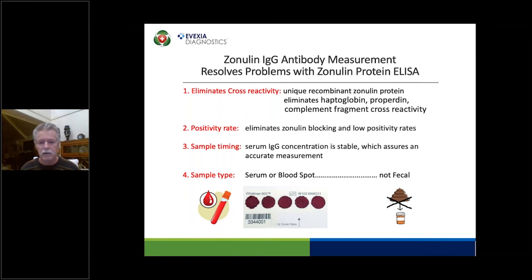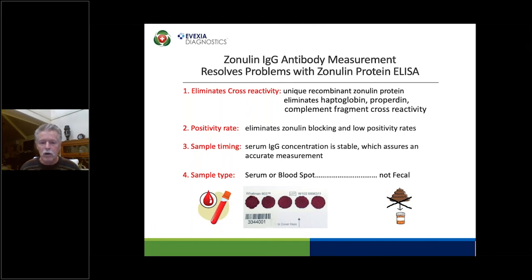That was very good. So what happened was the positivity rate went up because it eliminates Zonulin blocking. When you look at papers that are published out there, depending on the disease, depending on the patient population, you're probably in the 15, 20, 25% positivity rate for patients. And we're right in that zone. So we knew that we were getting what we should get in terms of the positivity rate for a particular population. And just as important was sample timing.